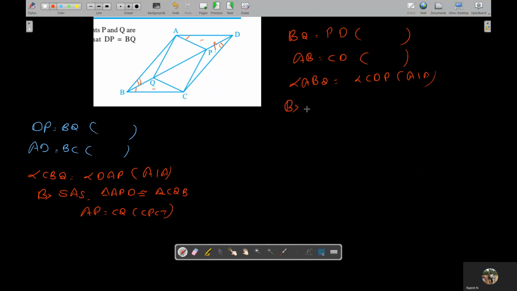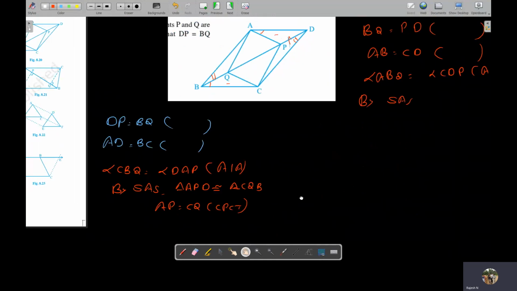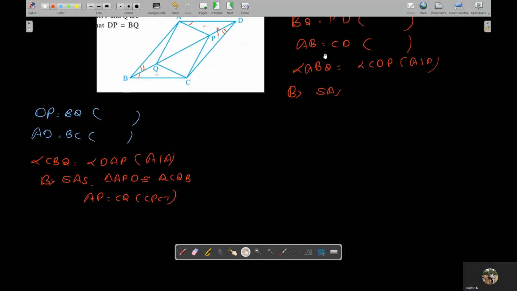Therefore, by which rule? By SAS congruence rule, triangle AQB is congruent to triangle CPD. Then what can you say? AQ is equal to CP.